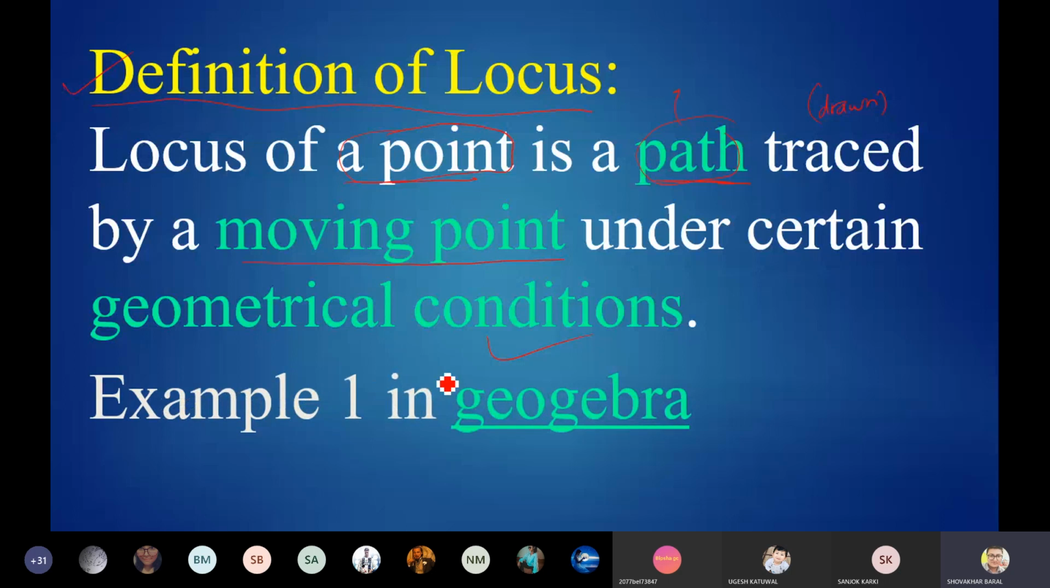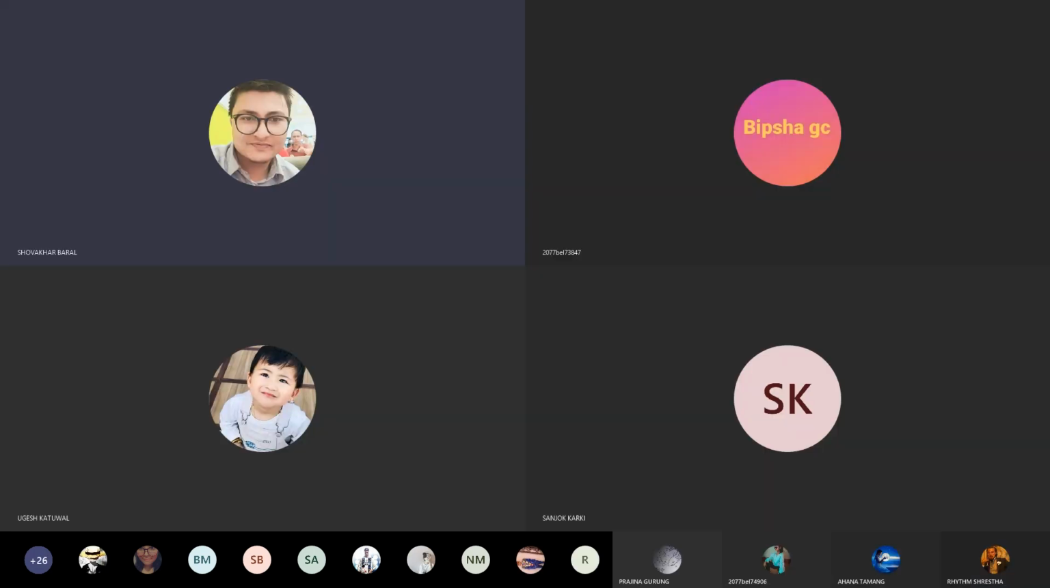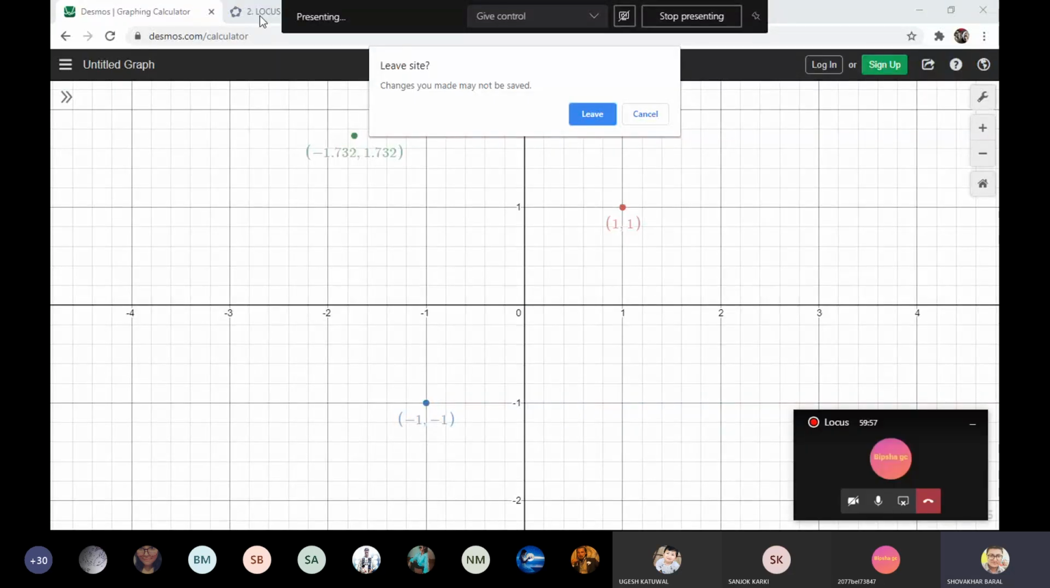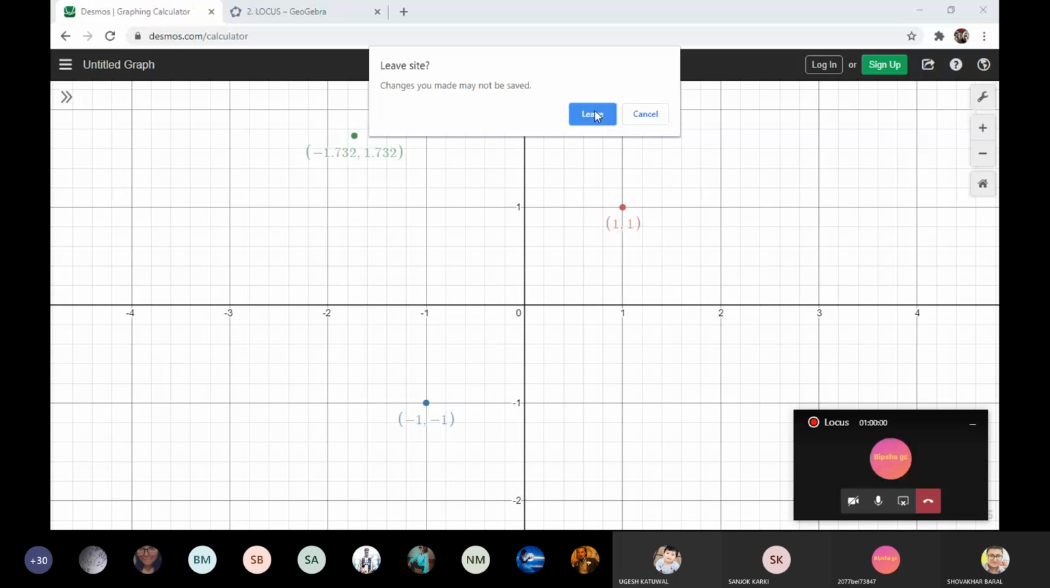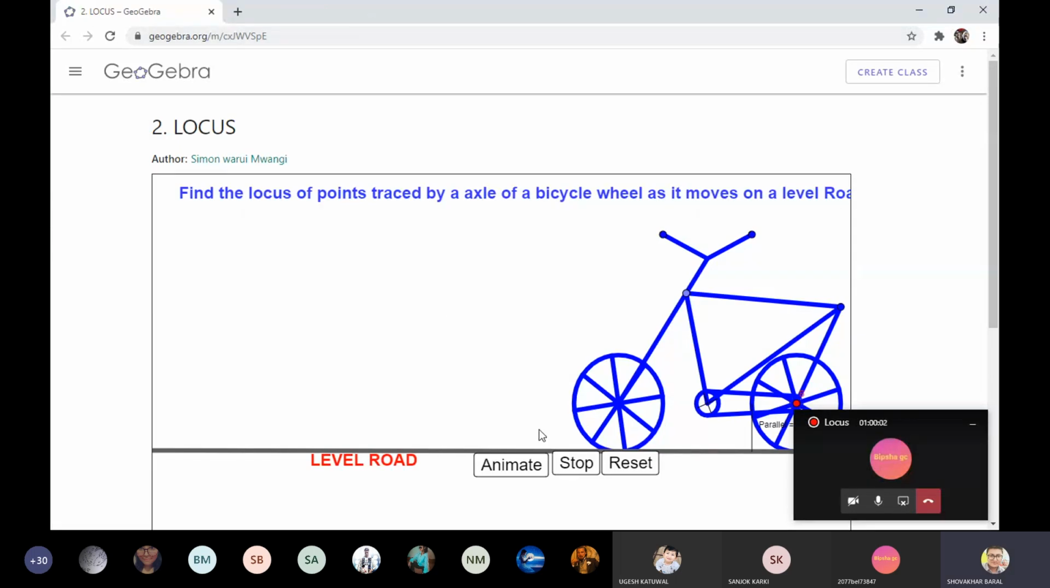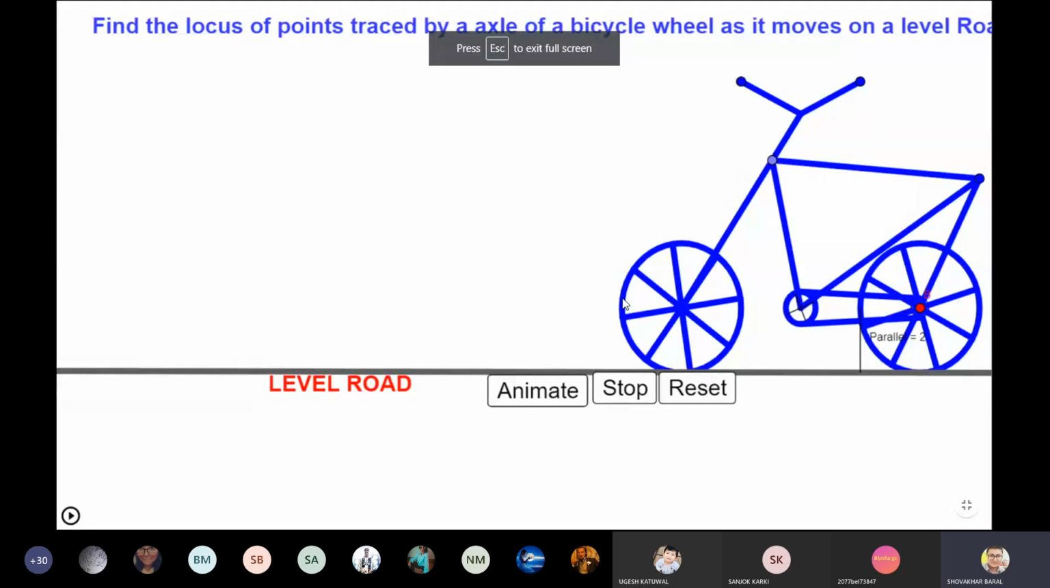Let me show you one example from GeoGebra. Just a minute. Sorry, I have to share the whole screen here. Okay, suppose here, this is a cycle. This cycle is moving on a path. This is a level road here.